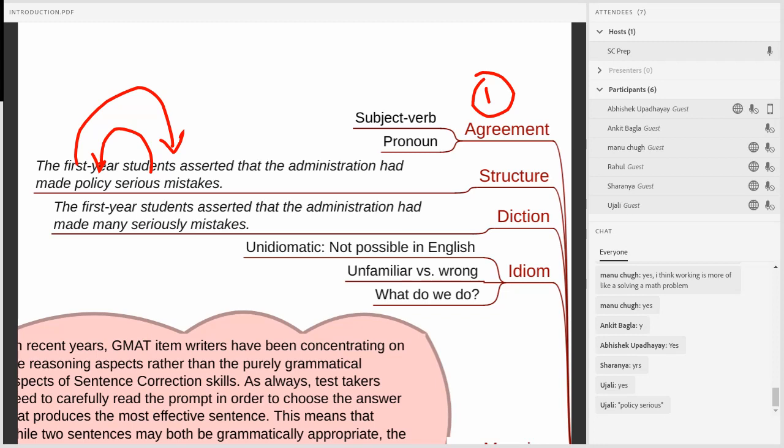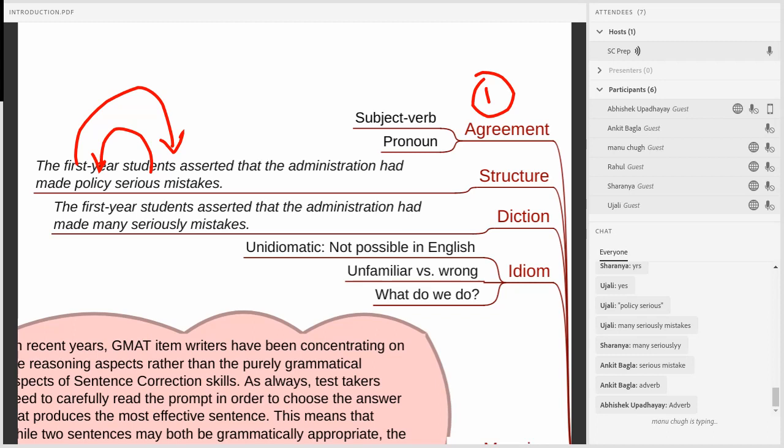Now, let me read it along with you guys. The first year students asserted that the administration had made many seriously mistakes. Now, can anyone tell me what type of word seriously is? Okay, so we've got the categorization and we've got the correct version. Perfect. So seriously is something called an adverb, right?